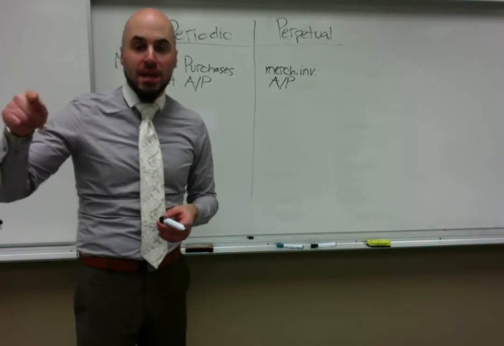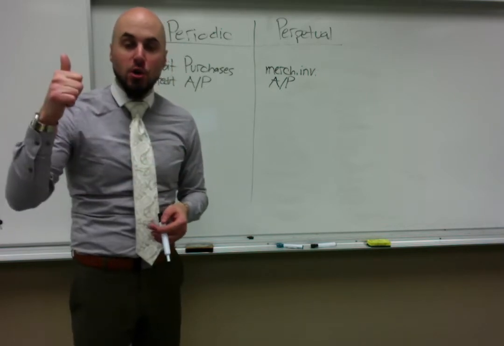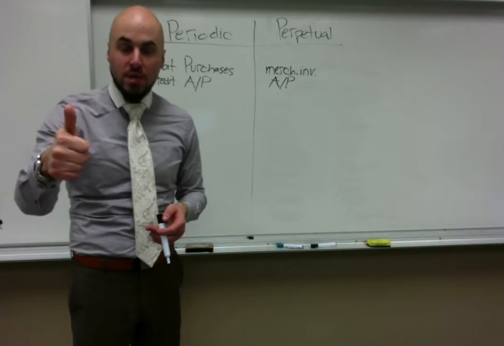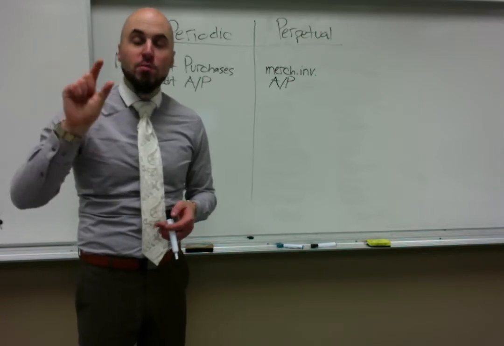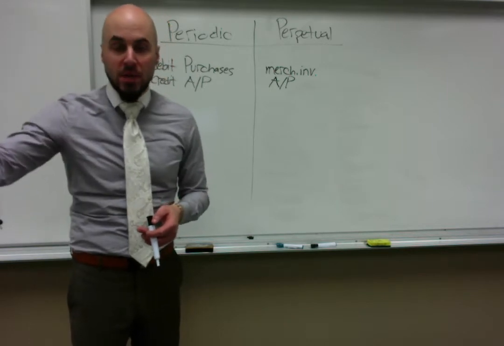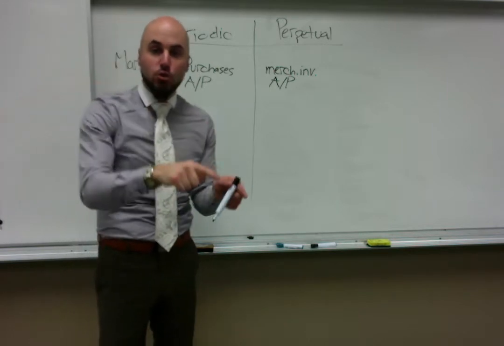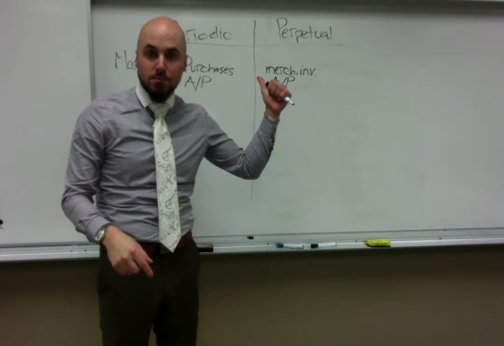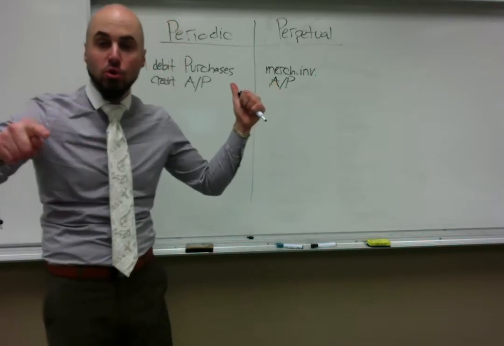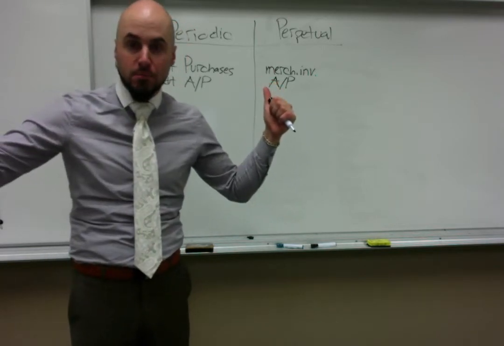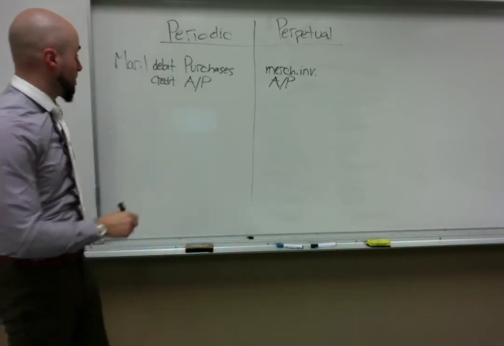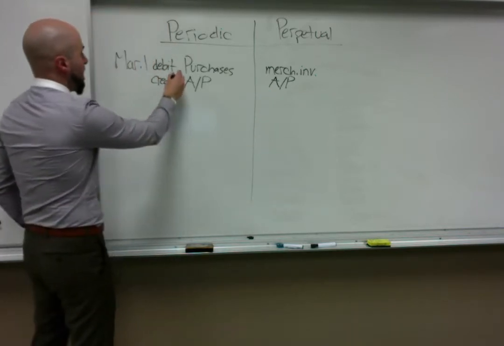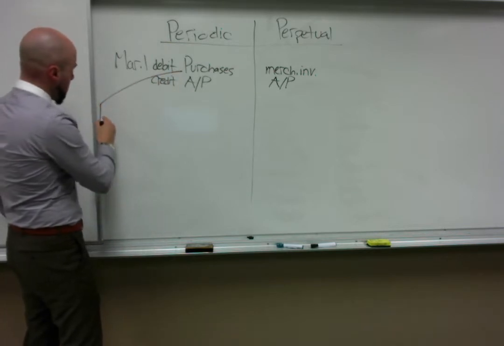The two related accounts to purchases are called purchase returns and allowances and purchase discounts. Those two will be considered contra expense accounts because they decrease purchases, and therefore are natural credits. Purchase returns and allowances, and purchase discounts. So let's branch that out over here.